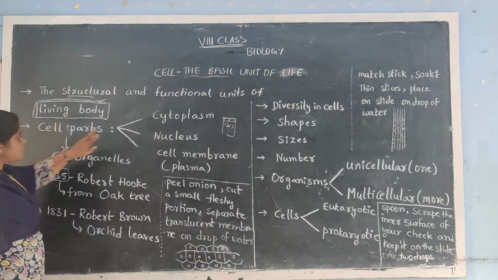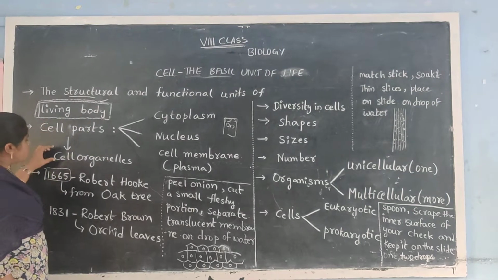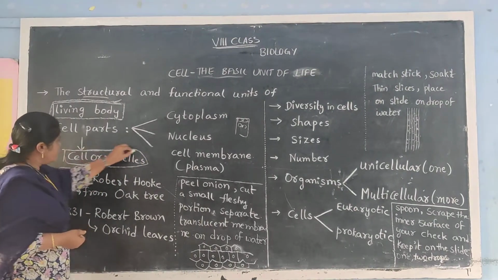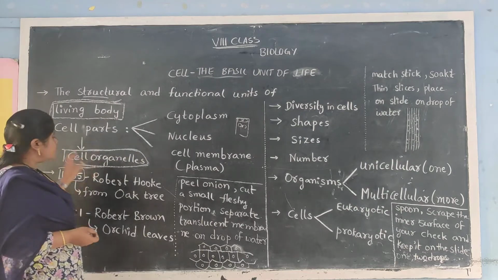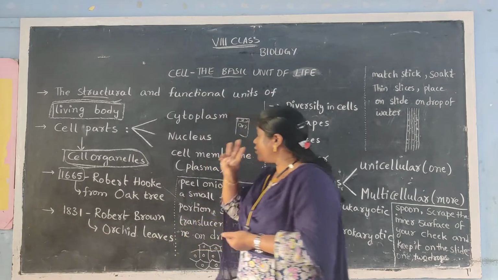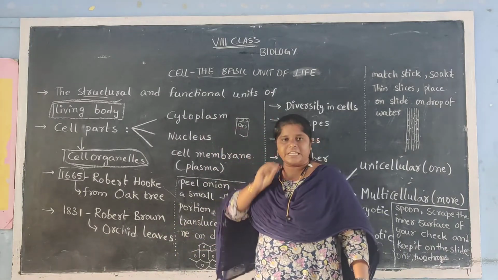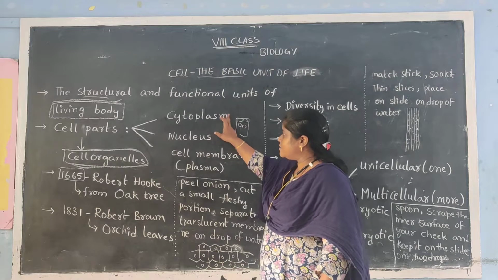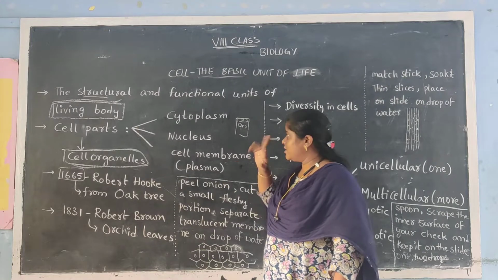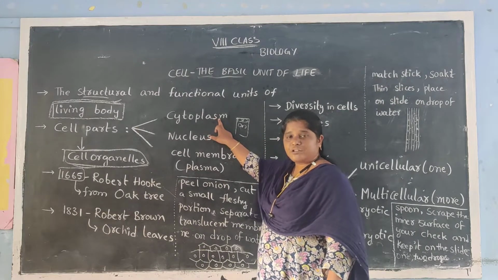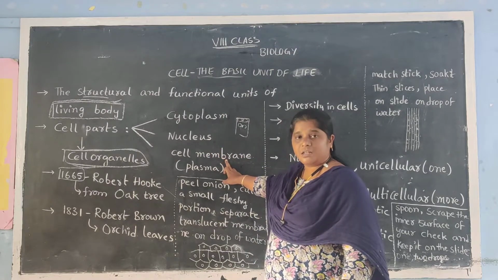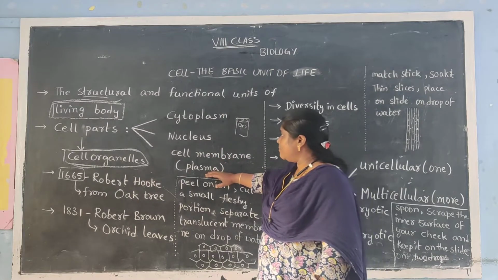So cell has three main parts, and the cell parts can also be termed as cell organelles. If you can repeat with me, it will be better for you. There are three main parts in the cell for your syllabus in 8th class. The first part is cytoplasm, the second part is nucleus, and the third part is cell membrane, which can also be termed as plasma membrane.